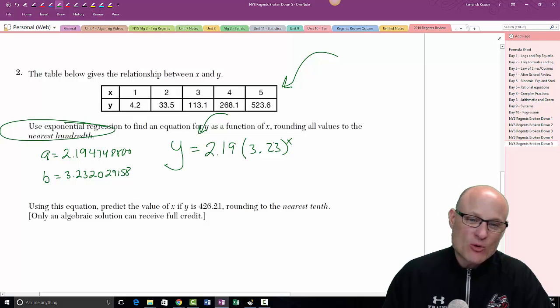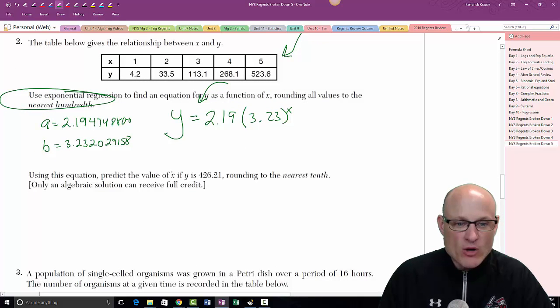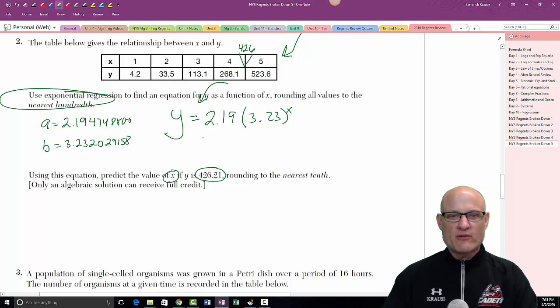Now it's a tricky question. Now it says, using this, what value of x would make y equal to 426? Now, 426 is right about here. Somewhere in between 4 and 5 should be my answer. If you can't figure out a way to get between 4 and 5, you did something wrong.